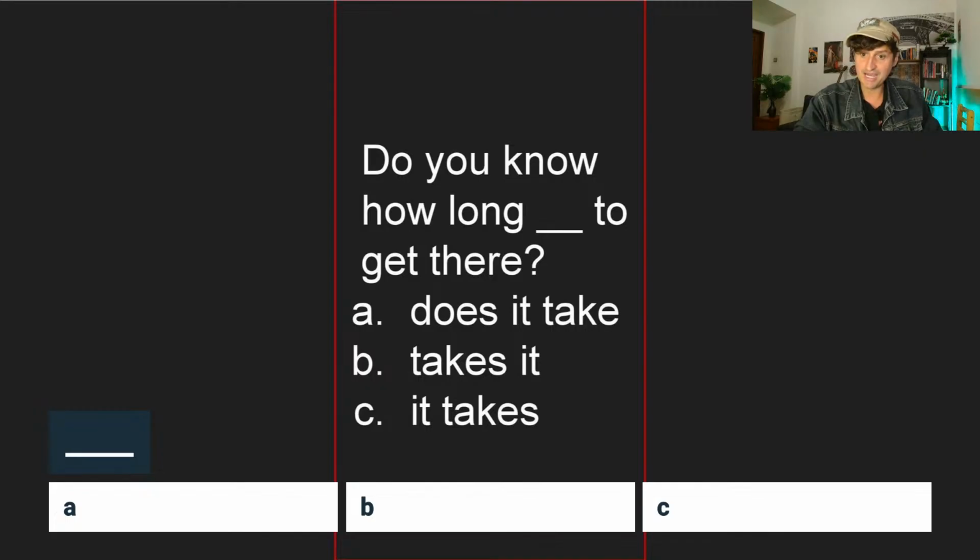Could you tell me how to get to the Central Museum? Correct, Maria. 1 point for you. If you write a correct answer, you get a point. So 1 point for you, Maria. Good job. All right.